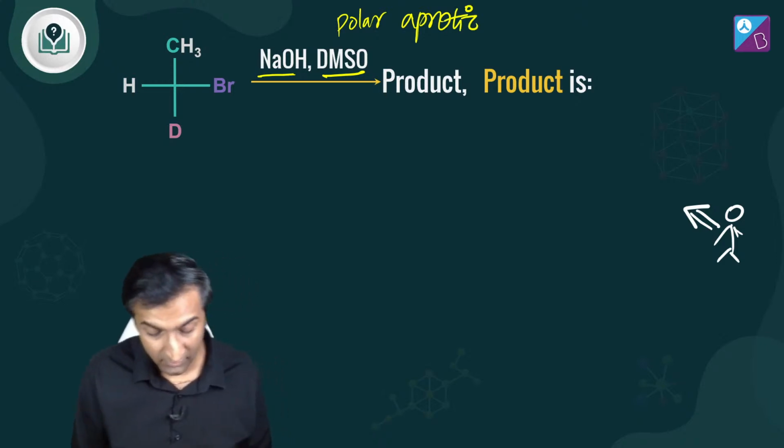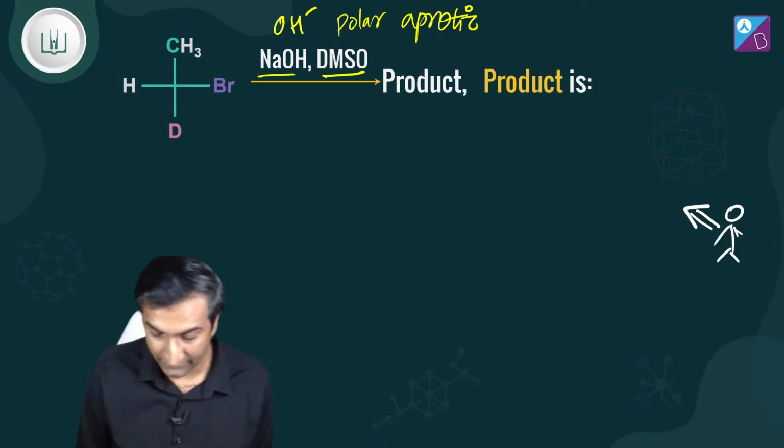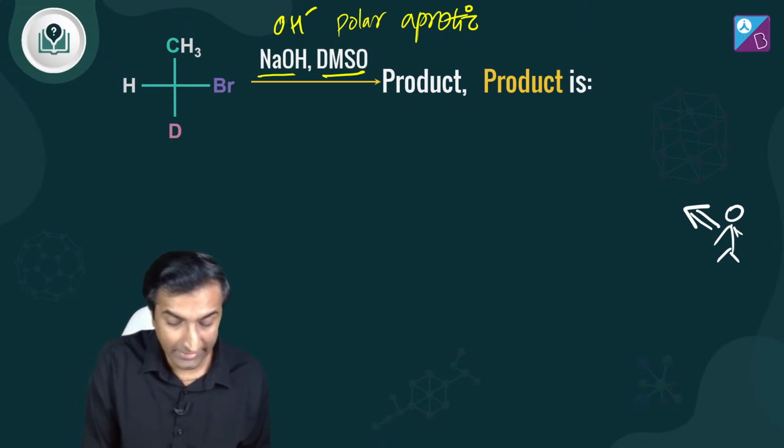NaOH क्यों डाला? बेस है. ओके, मतलब OH माइनस आयन है इसमें. ठीक है. प्रोडक्ट क्या बनता है इसमें? सोचो, अगर ऐसा बना हुआ है.